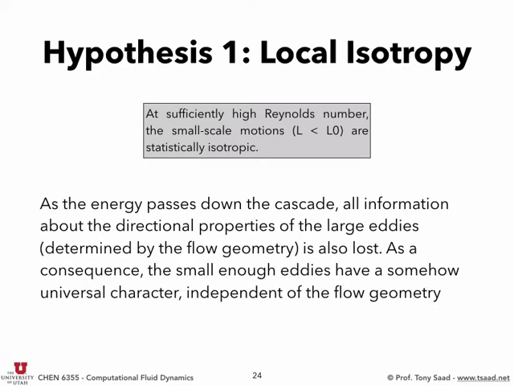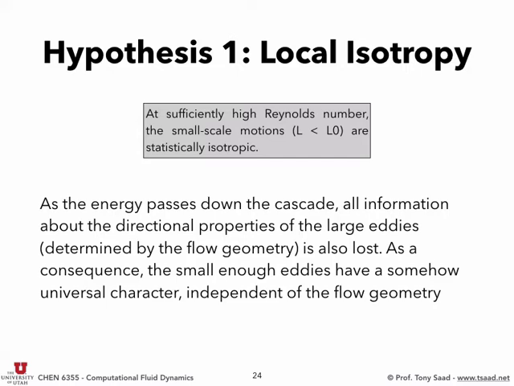Now the small enough eddies have a somehow universal character. If we want to have a theory of turbulence, we are looking for some universality, and what Kolmogorov was trying to do is find where the universal character of turbulence is. Because once we have a universal character, we can just model turbulent flow, rather than saying we're going to model turbulence in a driven cavity versus turbulence over a car versus turbulence in a room.